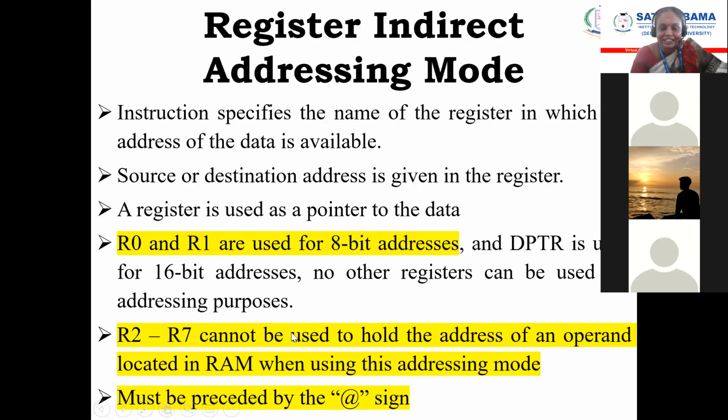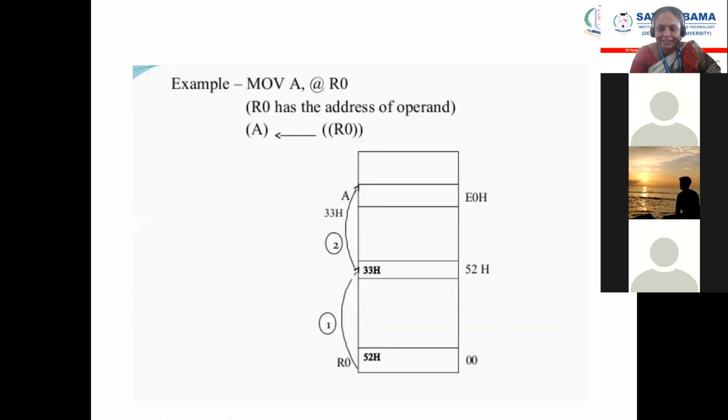And here they are specifically saying R0 and R1 only are used for the address purpose. So R2 to R7 will not hold the address of an operand location. So I can use only R0 and R1 for 8-bit address and DPTR for 16-bit address. So I can use MOV A, @R0 or MOV A, @R1 or MOVX A, @DPTR. Only these 3 instructions are valid for this; only R0 and R1 are used for 8-bit address. This is what I have explained to you.